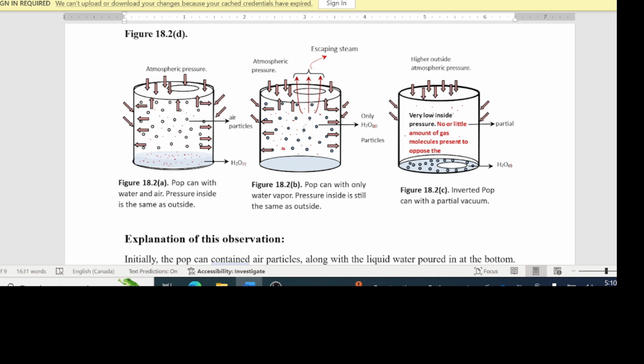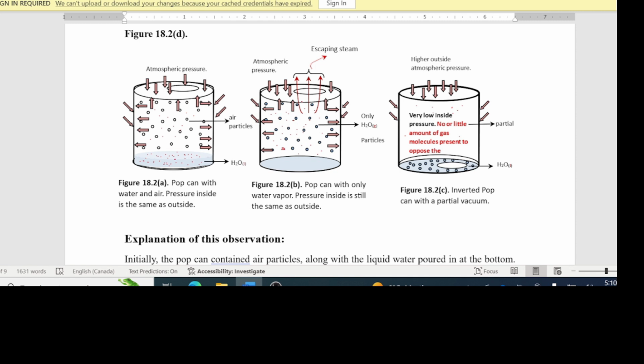The water molecules now, instead of air, will be exerting a pressure on the inside of the can, and here we have the same: nothing is happening with the atmosphere, it is always acting on the outside surface of the can. So in this figure B here, we are only having water vapor present. Why do you think we wanted only water vapor to be present there after a time?